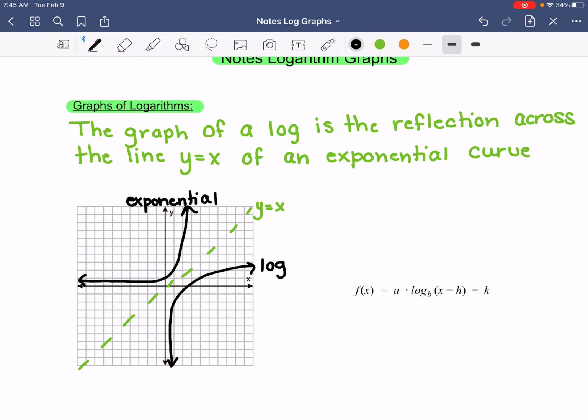So the general form of a log graph looks like this. f of x equals a times log base b of x minus h, plus k. So you can go ahead and write that down, and we'll talk about what each of those little pieces does to the log graph. So the a, this little piece in the front, what that will do to your graph is a vertical stretch. If it is negative, that means it's going to reflect it across the x-axis.